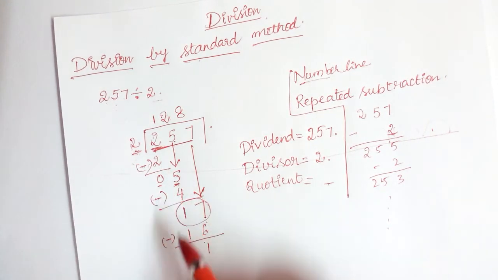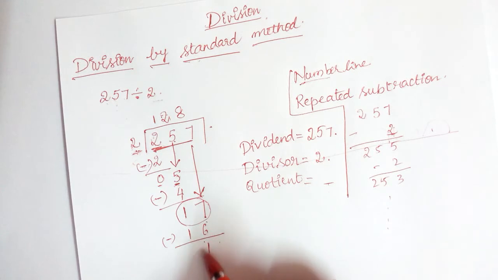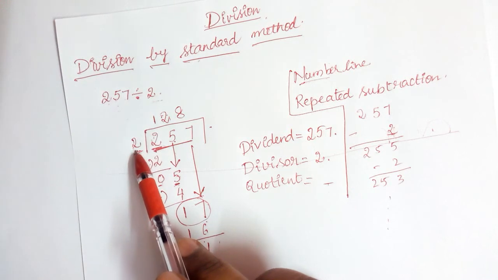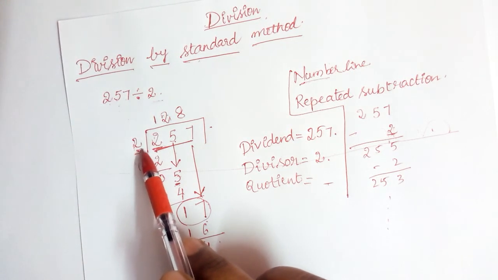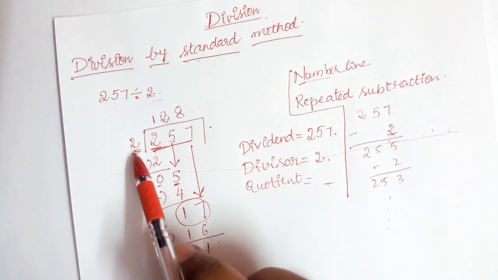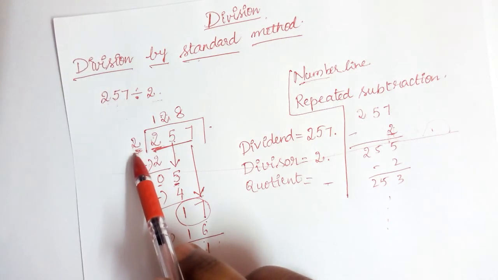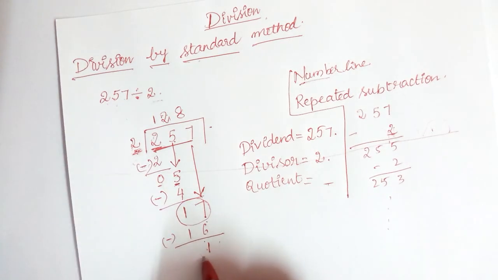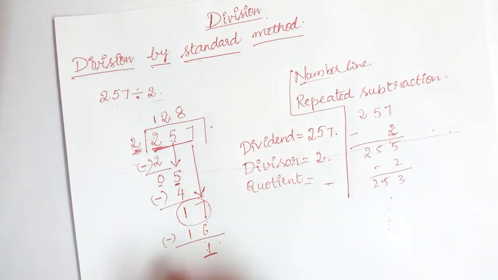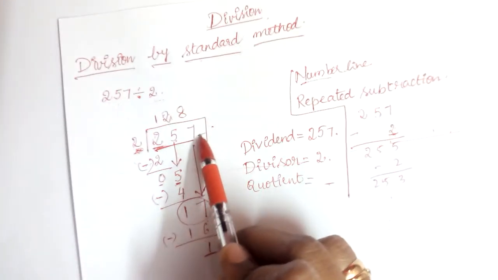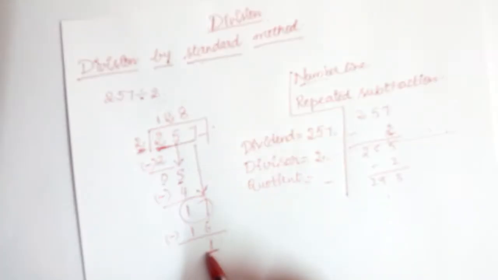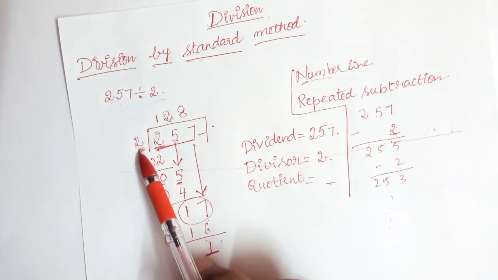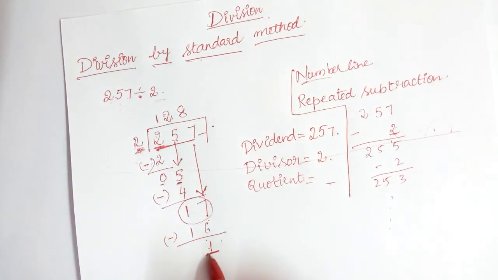And we cannot go forward from here because 1 is already smaller than 2. To divide any number, at least we need this divisor number. At least we need 2, but we have only 1 here. So this one we cannot divide. So we'll stop. Our digits are also over here and we got smaller number than divisor. So we'll stop our division here.